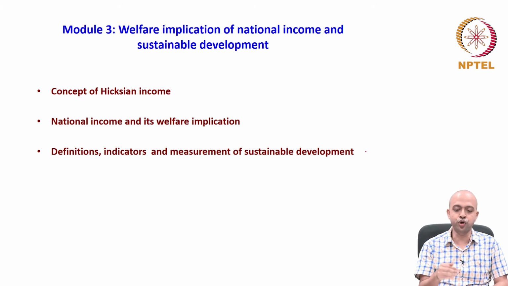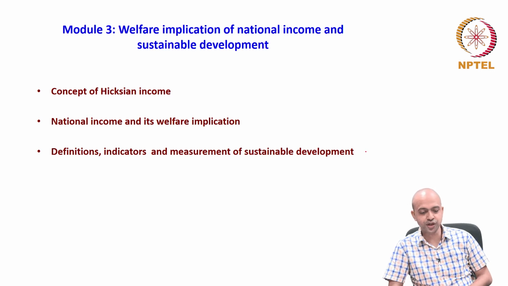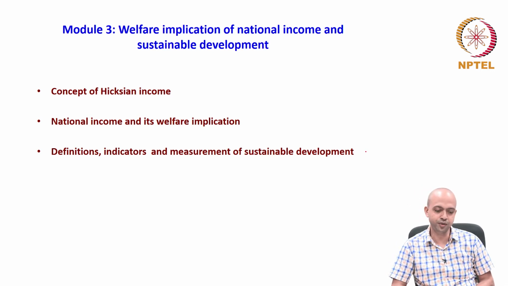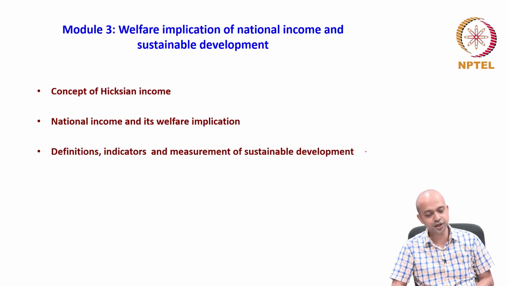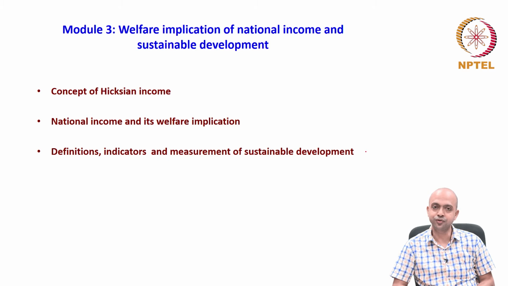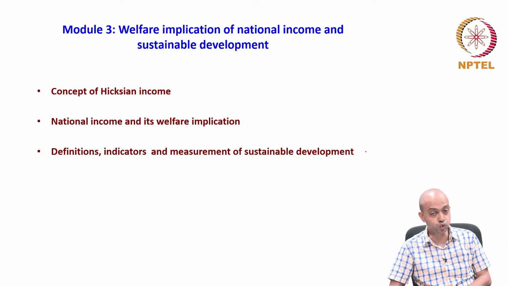So these are the things we are going to discuss in module 3. We'll understand the welfare implication of national income and sustainable development: understanding the Hicksian income concept, then national income and its implication on welfare, and then the definition, indicators, and measurement of sustainable development. There are two ways, basically, to measure sustainable development. Two definitions.